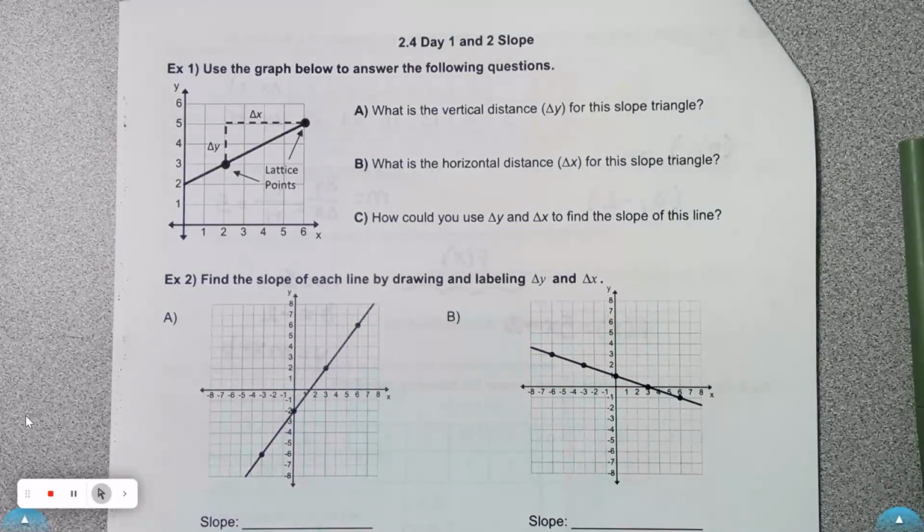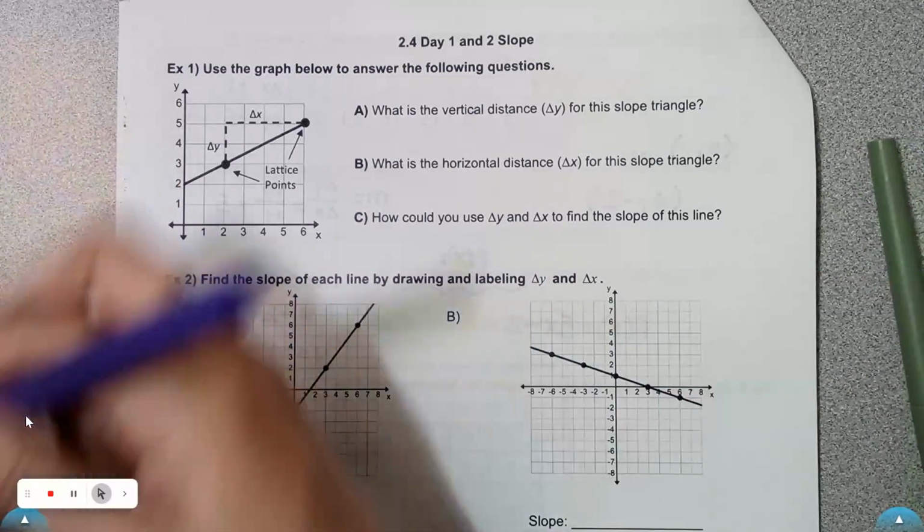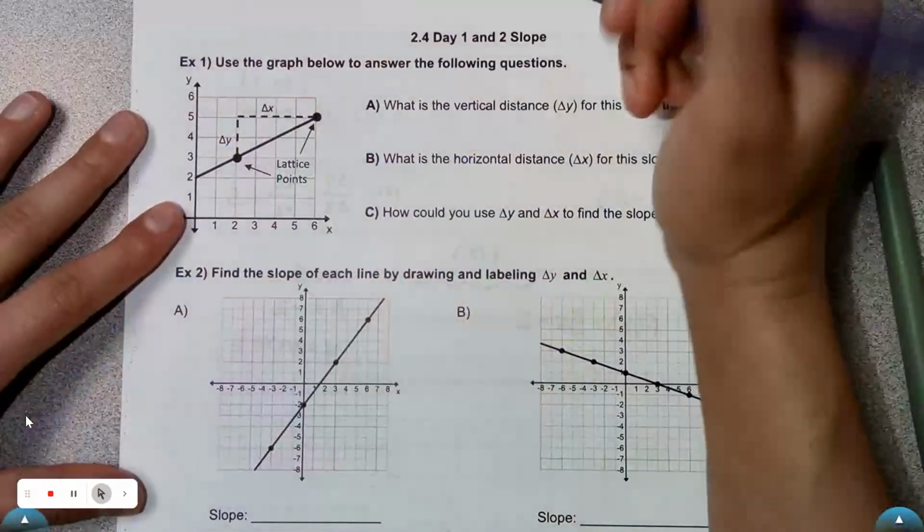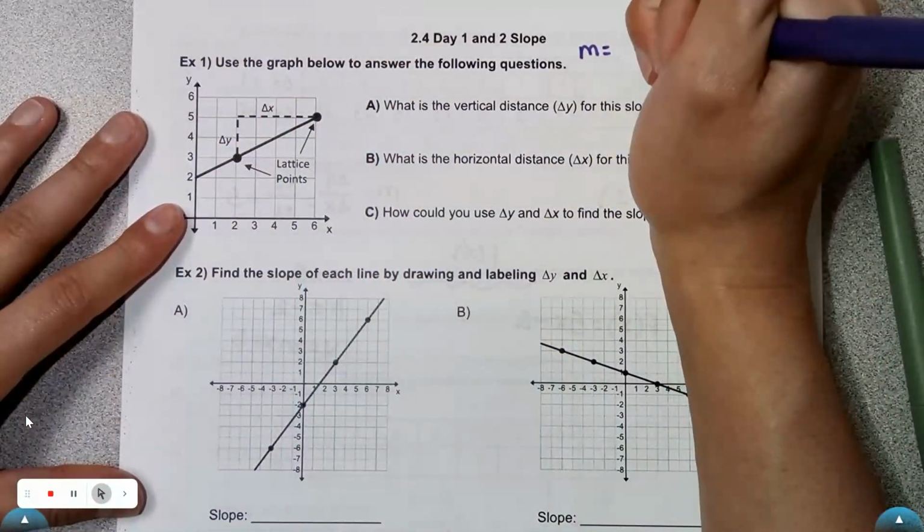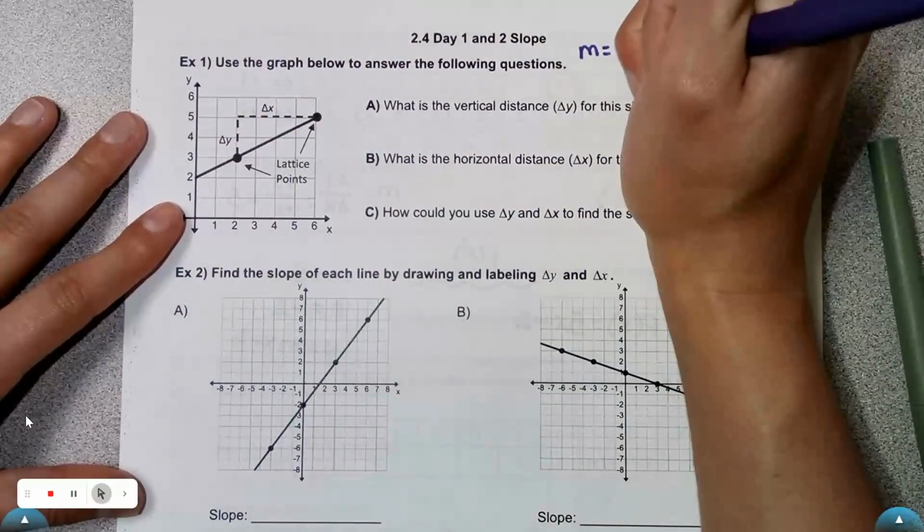Okay, today we're doing lessons 2.4 day 1 and 2, 2.5, and 2.6. So we're going to start with 2.4 day 1 and day 2, and we're going to talk about slope. Remember, slope is represented by the letter M. It's your change in y over your change in x.